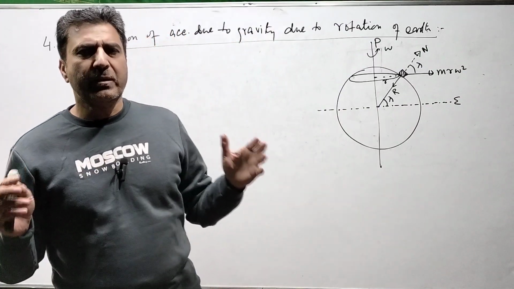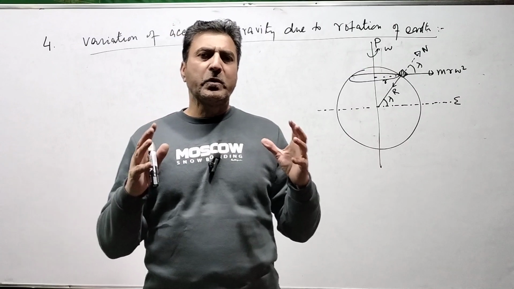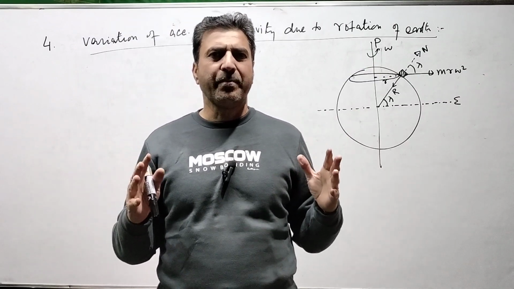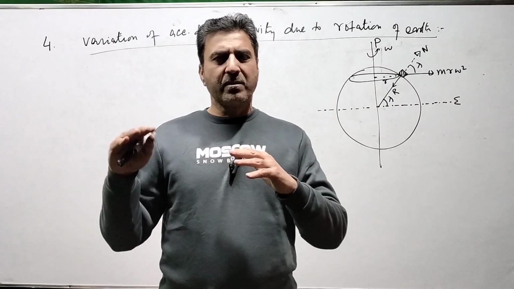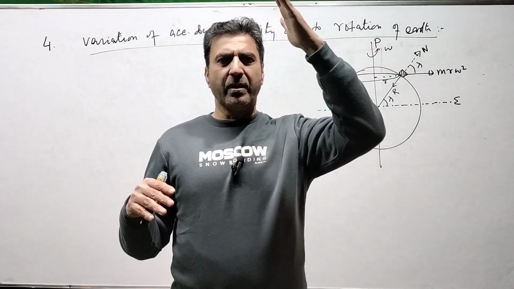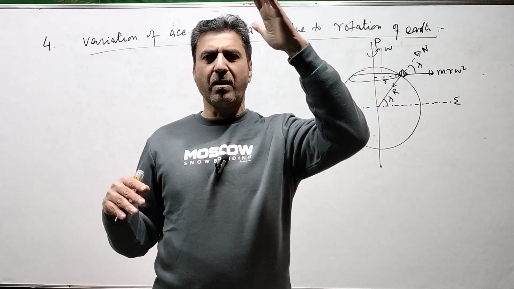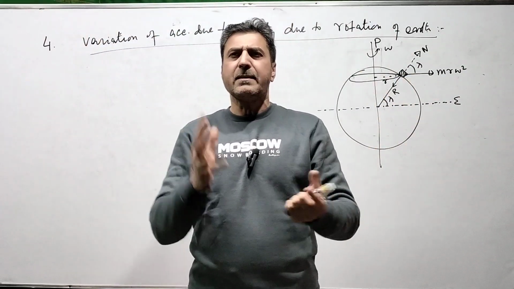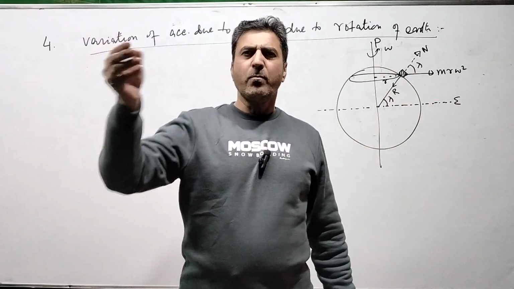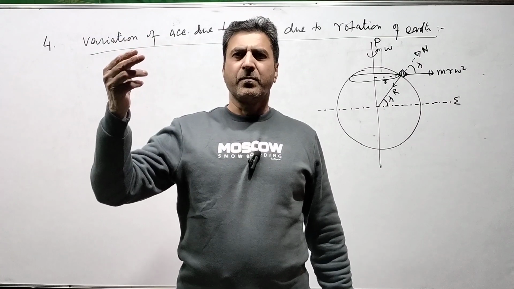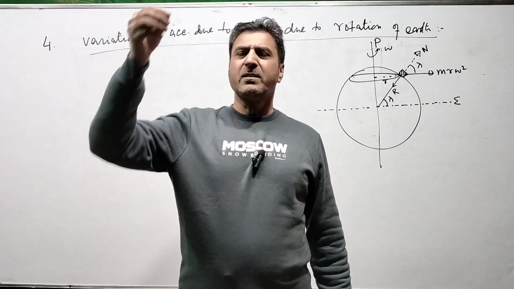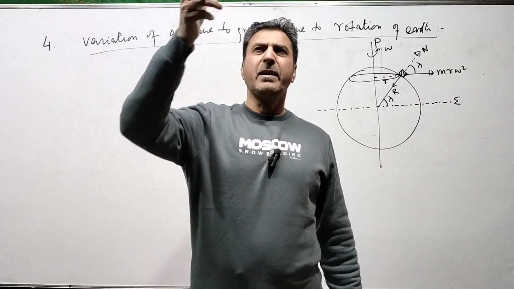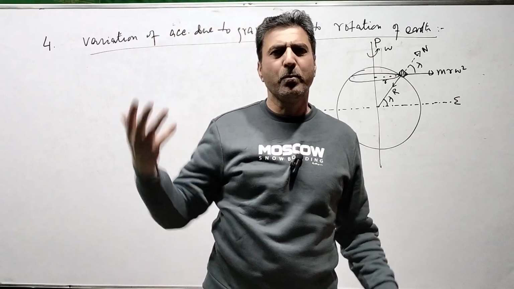Due to the rotation of the Earth, the effective acceleration due to gravity changes. In fact, it decreases because of rotation. But the effect at the equator is largest, and the effect at the pole is almost nothing, because the Earth rotates like this. If you are on the equator, you are moving in a bigger circle with the Earth. If you are at some latitude, you are moving in a smaller circle. And if you are at the pole, you don't move in a circle.